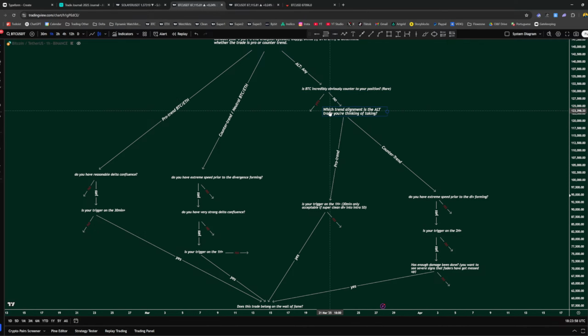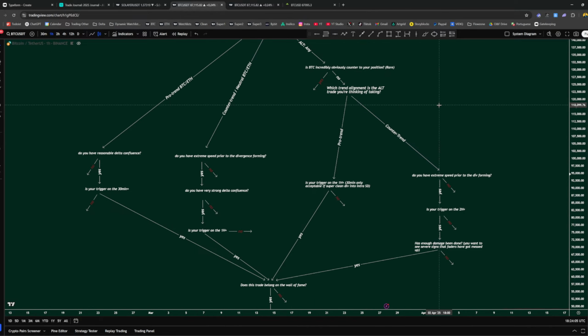So then we move on to trend alignment: is the alt trade you're thinking of taking a pro trend alt trade or a counter trend alt trade? Okay, so let's say pro trend. The next gate would be, is your trigger on the 1 hour plus, 30-minute only acceptable if super clean div into intra supply or demand, right? This is something very specific to my system, but a caveat and exception that I've worked out that I'm happy to bake into this equation, based on a vast amount of experience and analysis of my journals.